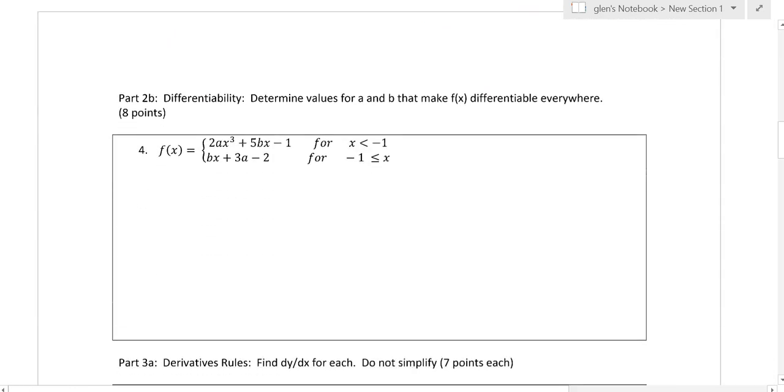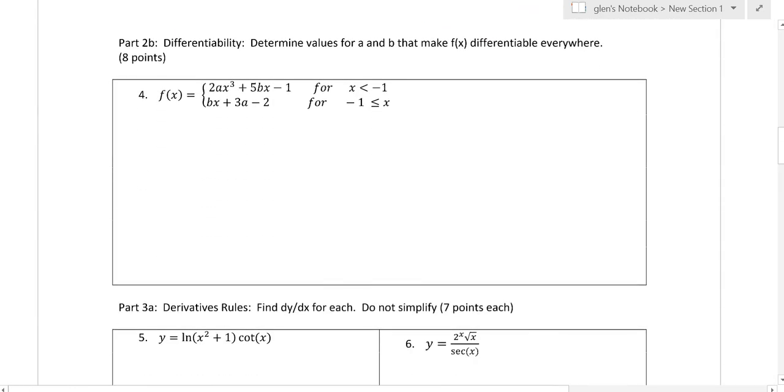Okay. Let's keep going. Differentiability. We just did this on the board. Do we have to do this? Yeah, because we did it step by step for a long time. Okay. This shouldn't take crazy long.